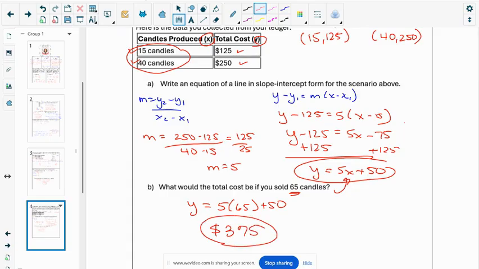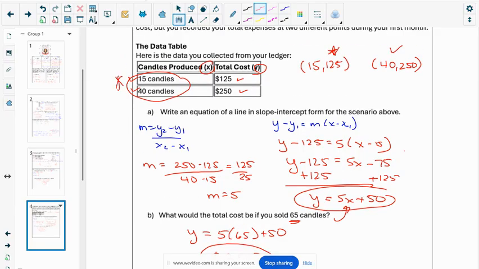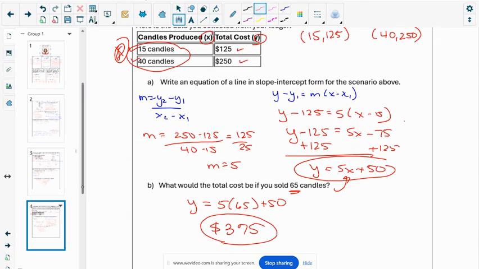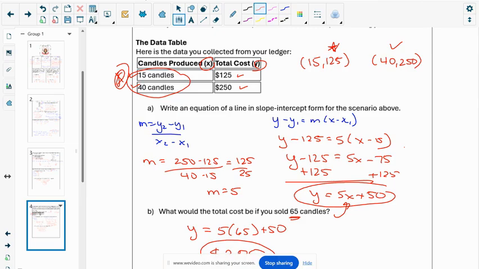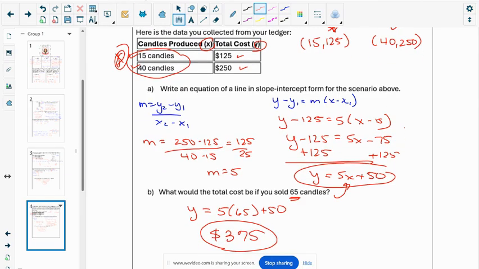Now I always like to say, does that look reasonable? I want to go back to my table. I'm like, yeah, that looks pretty reasonable. If 40 was 250, 65 candles for 375 seems pretty good. It's not $3,000. It's not a negative number. So that seems pretty reasonable.